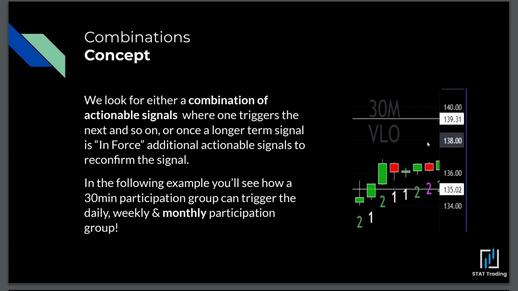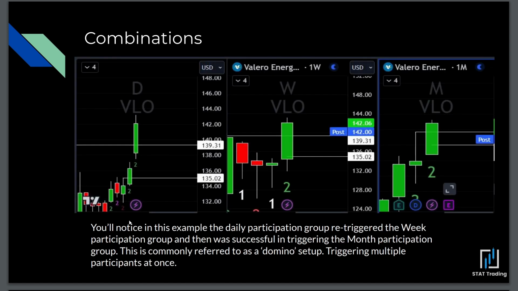So in the following example, there's a typo here, but in the following example, you'll see the 30-minute group inside and up here, 212, confirms the day and week and then ends up triggering the month way up here. So the 30-minute group starts this move for us, and that's how we enter. We take the 30 to confirm higher time frame participation groups or trigger them. In this case, confirm. So you'll see here, the inside 30 and up, when did it occur?